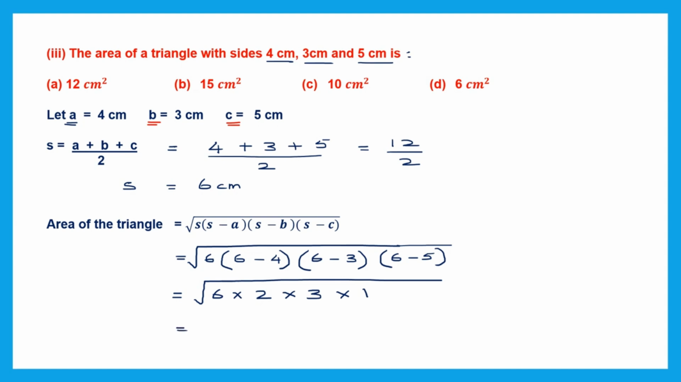Now let's just multiply all these. So when we multiply, 6 2s are 12. 12 3s are 36. 36 into 1 is still 36. So that is the square root of 36. So this is how we're going to find the area. Area is the square root of 36. And what is the square root of 36? 6. Because 6 into 6 is 36. So area is equal to 6 centimeter square. So this is our answer, and this is option D. Option D, 6 centimeter square. This is our answer.